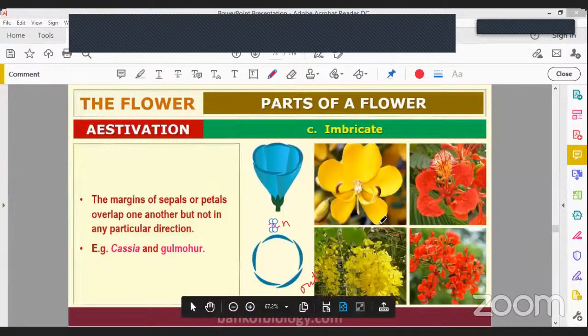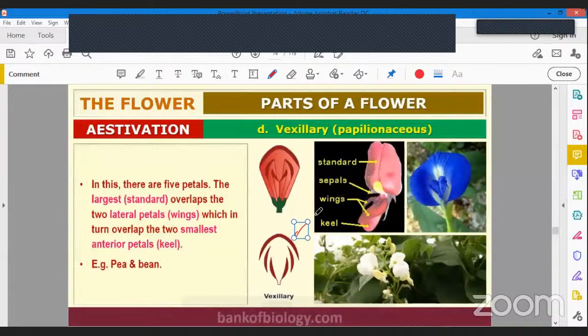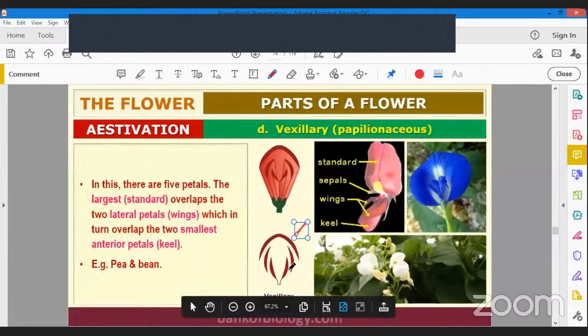Done. So take down these diagrams, okay, students. Please take down these diagrams at the bottom. So in this, there are 5 petals. Can you see here? 1, 2, 3, 4, 5.